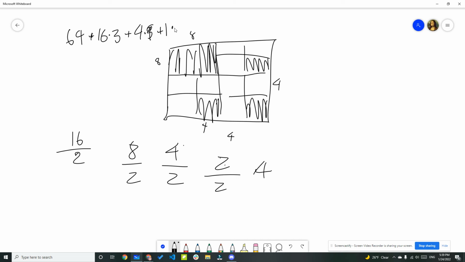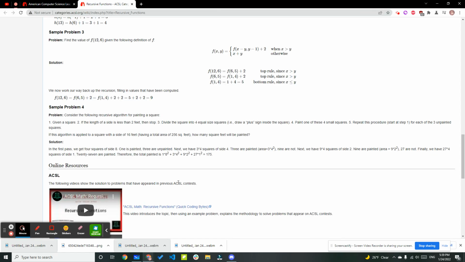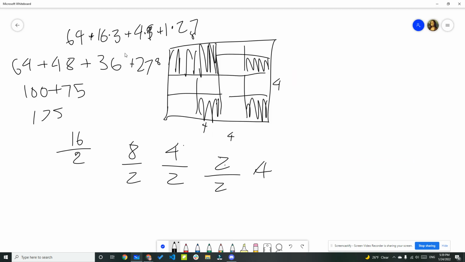And then plus 1 times 9 times 3, 27. So in total you get 64 plus 48 plus 36 plus 27. And then you'll get 100 plus 75. So that's 175. And when you see the answer, it will be 175. So they did it a different way than I did. We can check the solution.